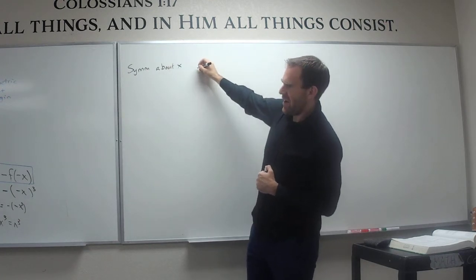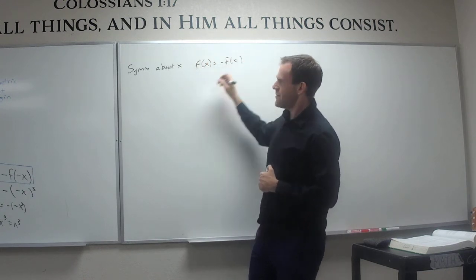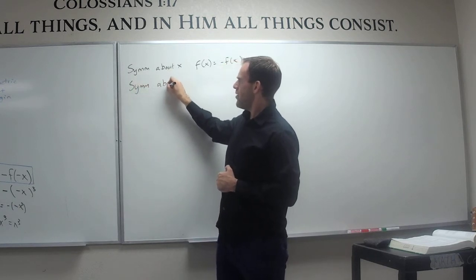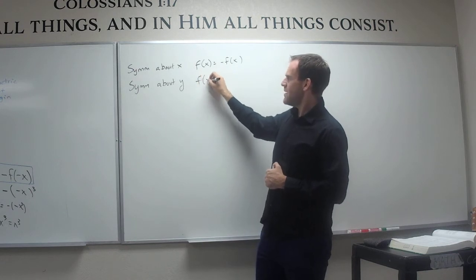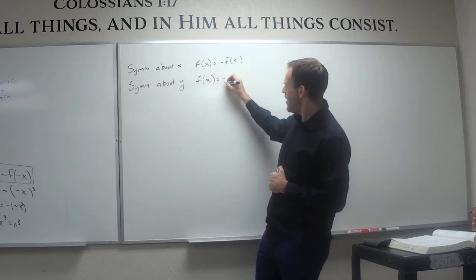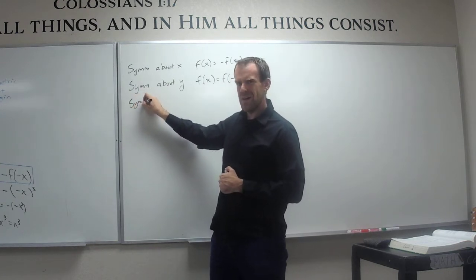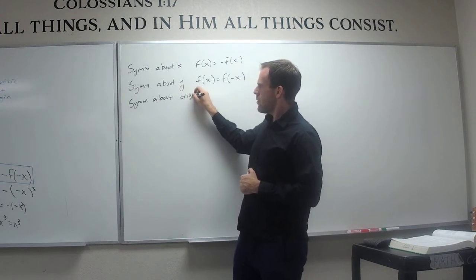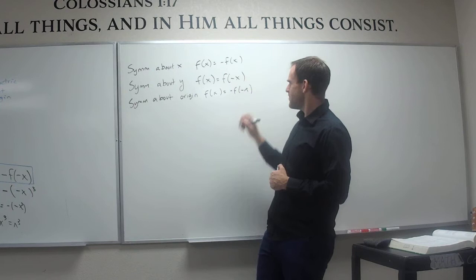that means that f of x equals negative f of x. To make something symmetric about the y-axis, that means f of x equals f of negative x. There we go. And to make something symmetric about the origin, f of x equals negative f of negative x.